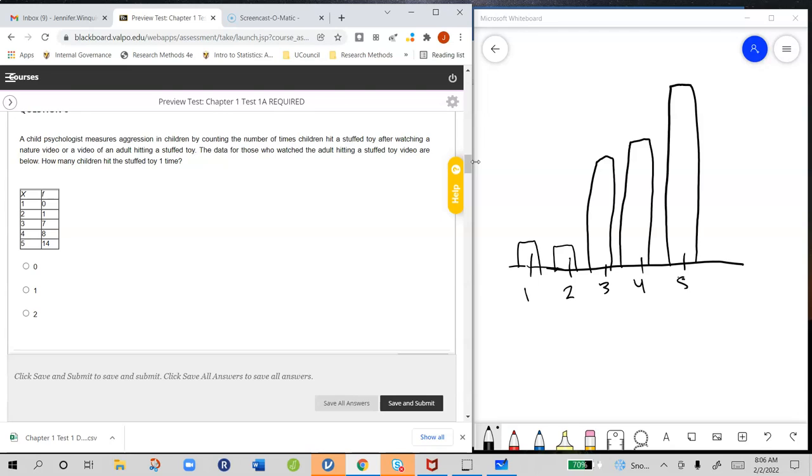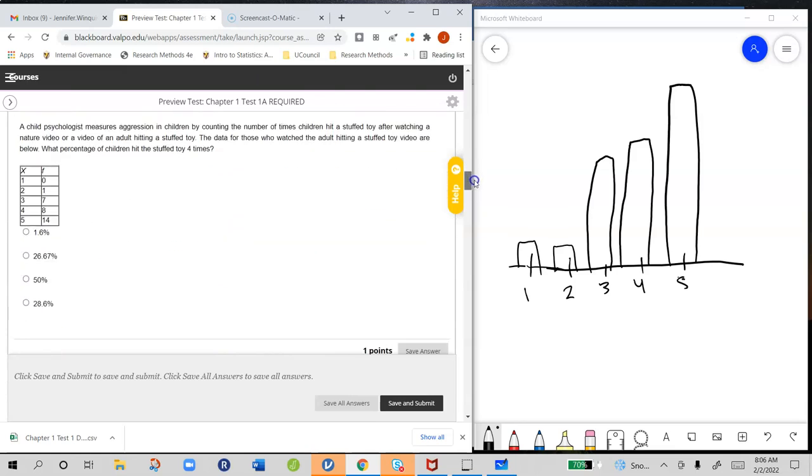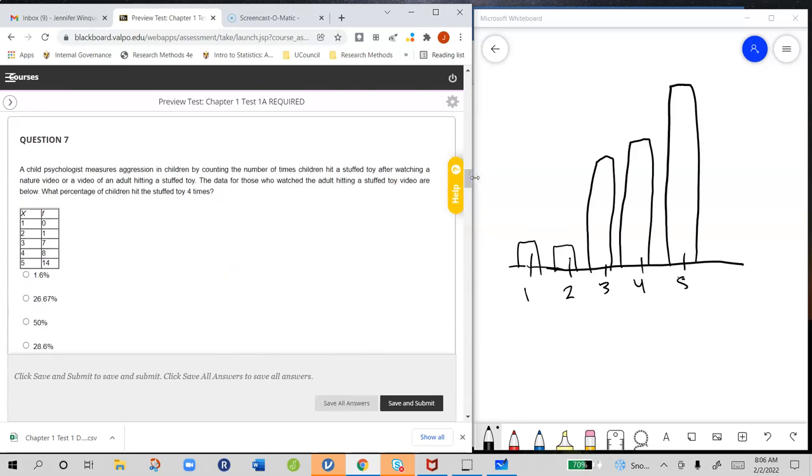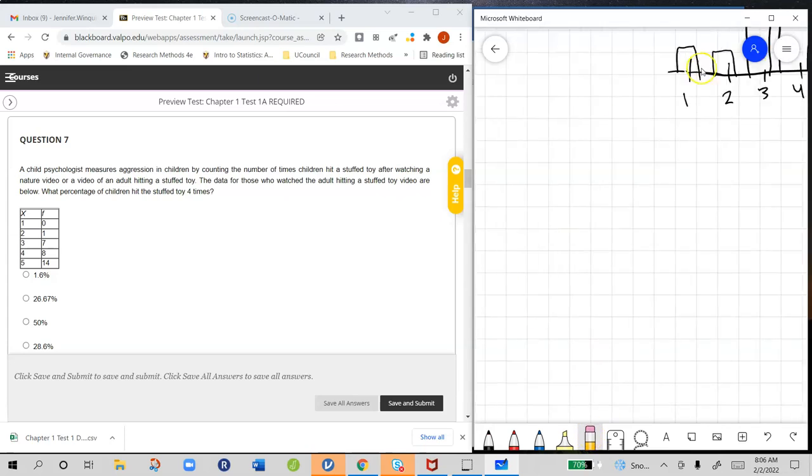For question 6, we want to know how many children hit the stuffed toy 1 time. So in terms of X of 1, we have 0 people. So 0 kids hit the doll 1 time, or hit the toy 1 time. For question 7, we want to know what percentage of children hit the stuffed toy 4 times. Okay, so this one you need to do a little bit of work to get.